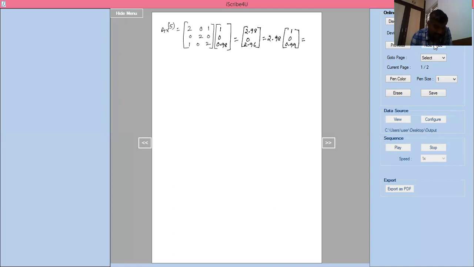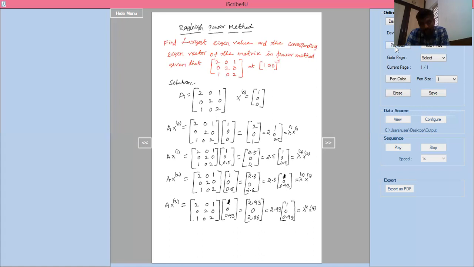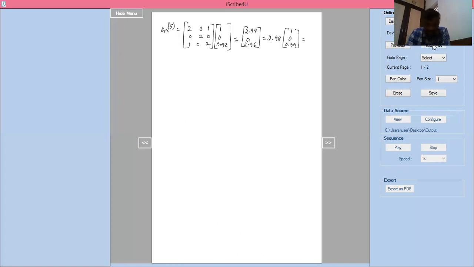This is lambda power 5 x power 5. Next, A x power 6. Sorry, this should be A x power 5 first. I already took up to lambda power 4 x power 4. Next, A x power 5 equal to A, that is 2, 0, 1, 0, 2, 0, 1, 0, 2, into x power 5.